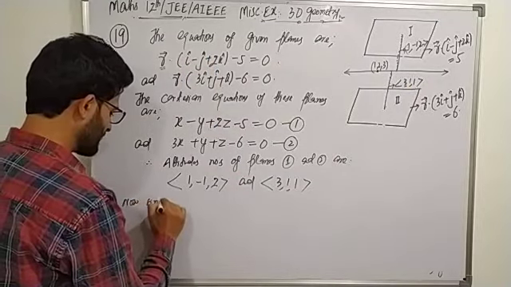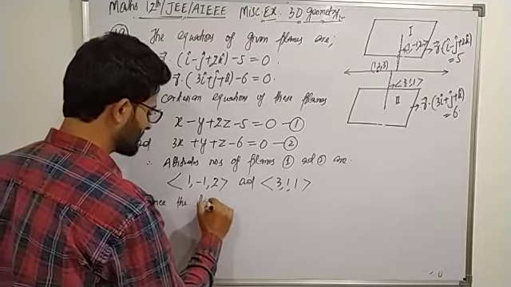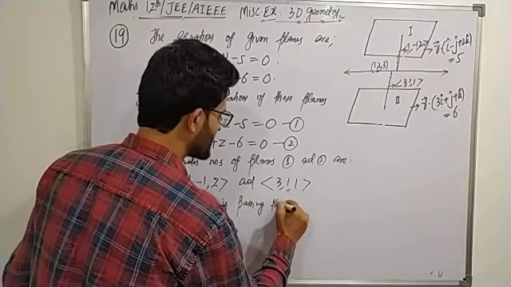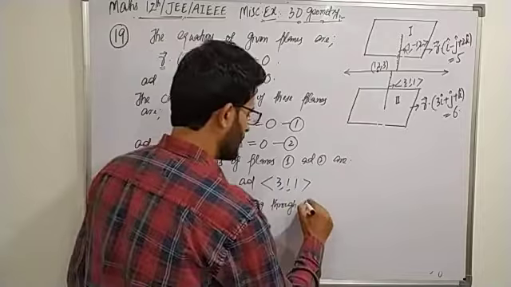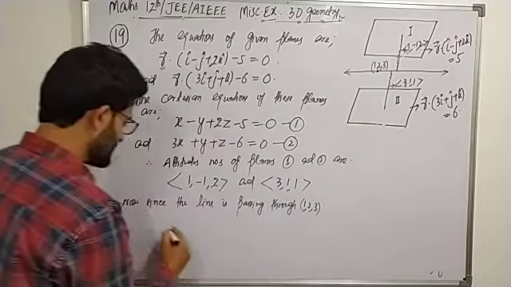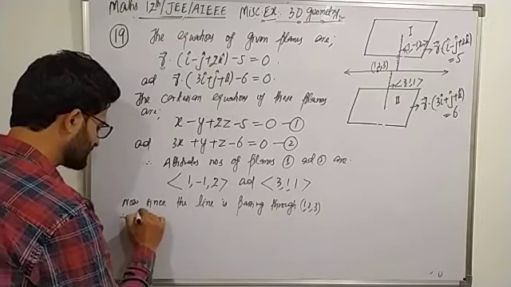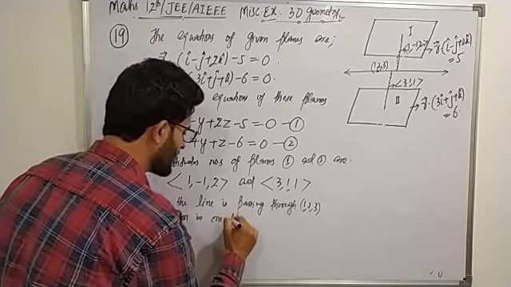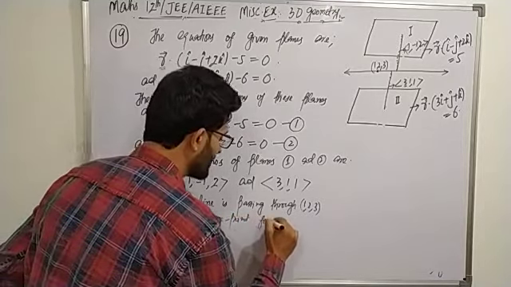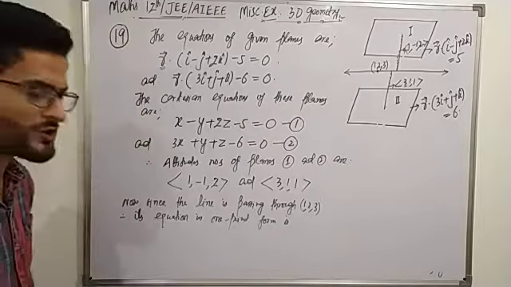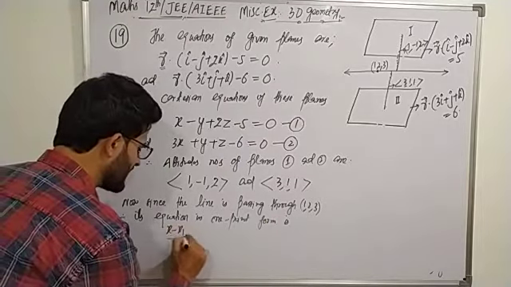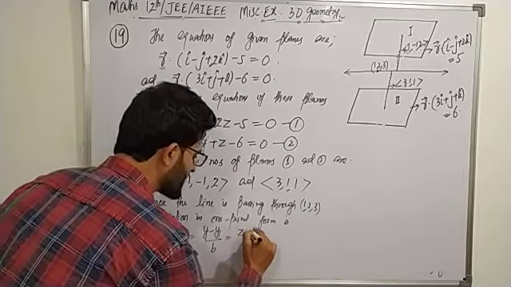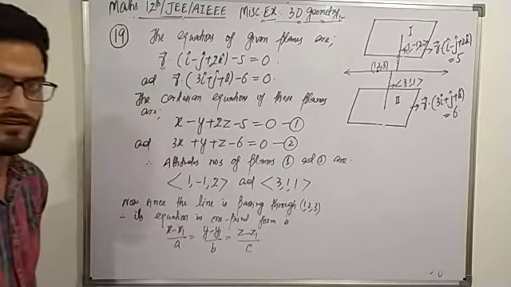Now since the line is passing through (1, 2, 3), therefore its equation in one point form is, yes, what is the one point form of the equation of a line? (x minus x1) divided by a is equal to (y minus y1) divided by b, and that is equal to (z minus z1) divided by c, right?